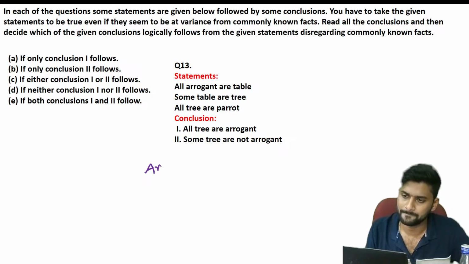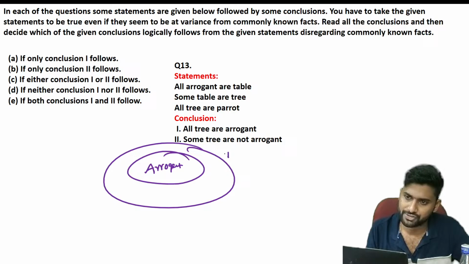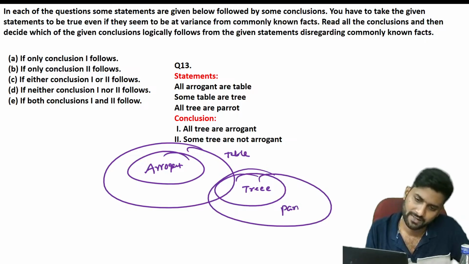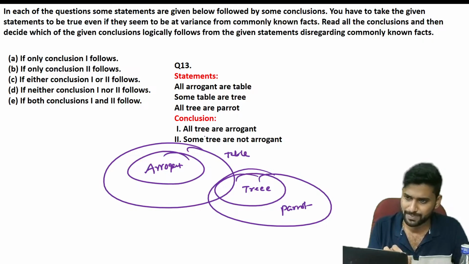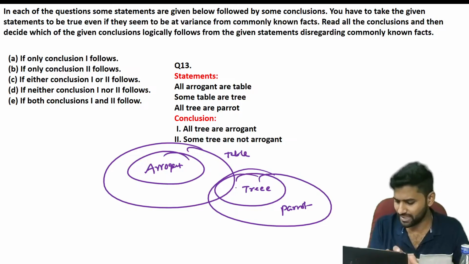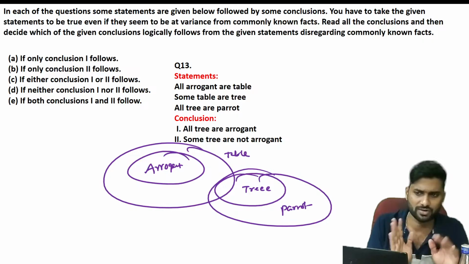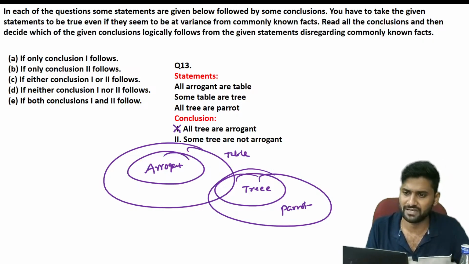Now see, all arrogant are table, some table are tree, all tree are bad. Now, all tree are arrogant. So is it a direct relation in your picture? Just check it out. Here we have tree and arrogant. So between arrogant and tree, there is no direct relation. So there is a possibility, it's not an exact relation. That's why one is invalid.